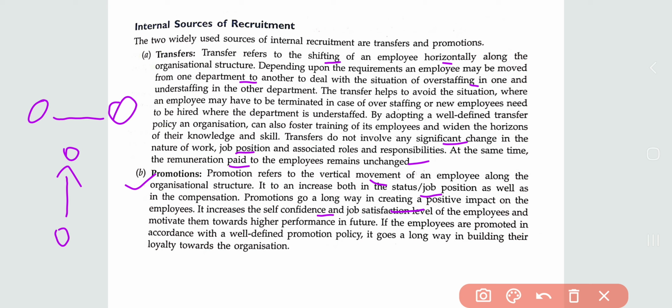So if the employees are promoted in accordance with a well defined promotion policy, it goes to build loyalty. Employees are satisfied if there is a fair way in which they are promoted, so they will be motivated to work hard so that they can get promoted to the next higher position. So both these sources help to fill your vacancy, and you don't have to hire people from outside. From within the organization only you can find people. So this is about your internal sources.